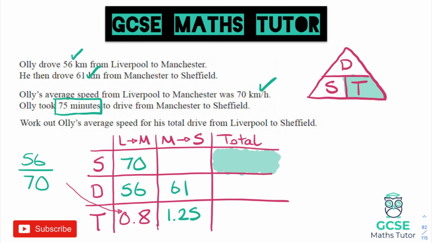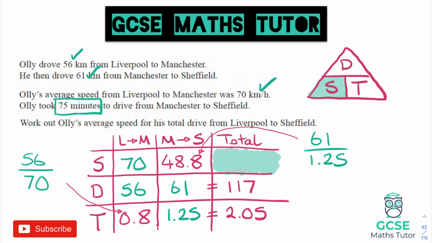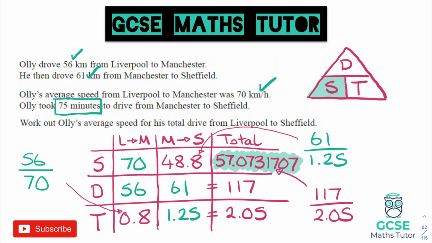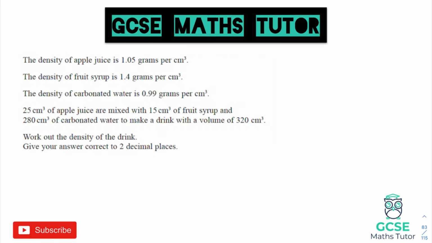So for time, it's distance over speed. For speed, it's distance over time. And when you have a table like this, you need to get the total distance and the total time in order to work out the overall average speed, which we can then do as normal by doing speed is distance over time.